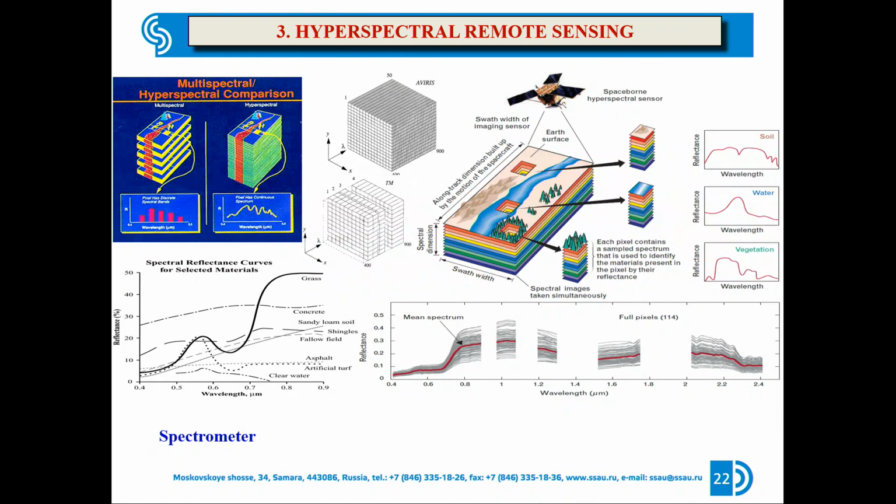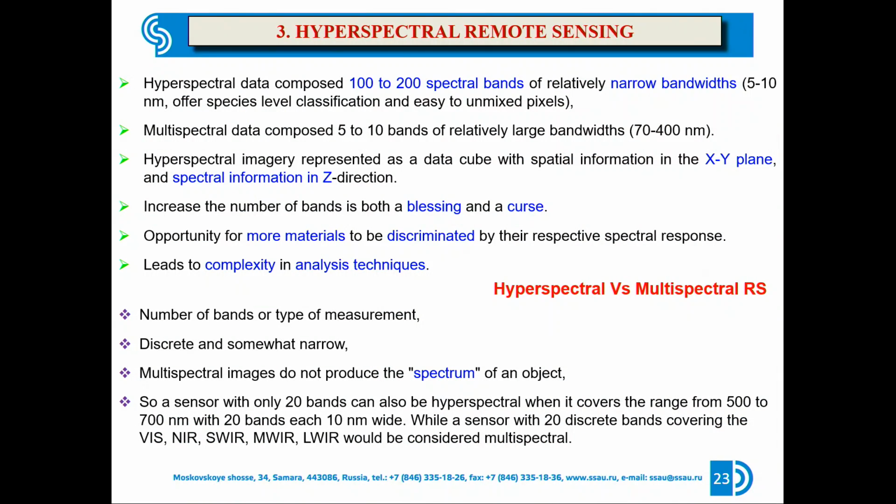So the basic difference between multispectral and hyperspectral is the number of bands. Earlier we used only 6 or 7 bands, and the bandwidth was very broad, so it was not very sensitive for identifying features. But now we are using more than 200 bands with narrow bandwidth, from 5 to 10 nanometers, and it also has a Z direction showing spectral information.